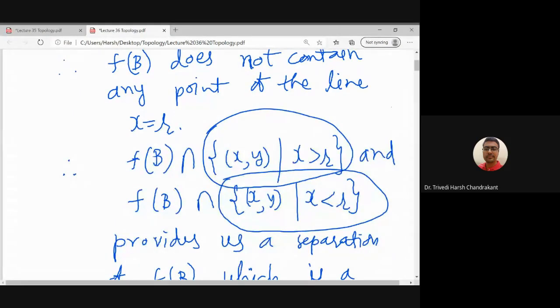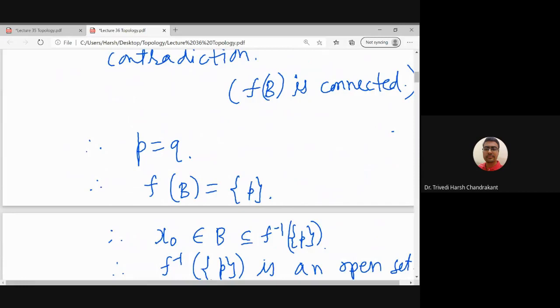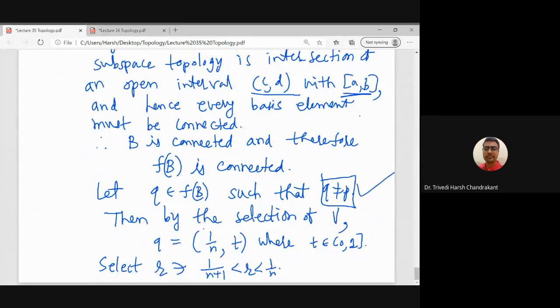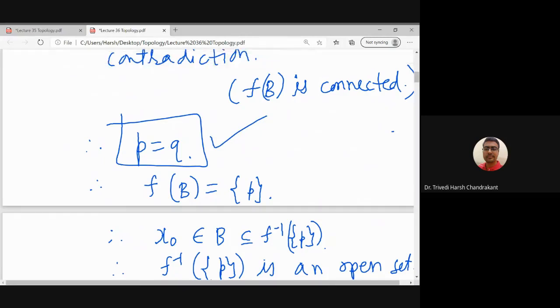So f of B is divided into two sides, and that will basically give a separation of f of B, which is a contradiction because f of B is connected since B is connected and f is continuous. So this contradiction is coming from our assumption that f of B contains a point q other than P, right? So that was our assumption that q is different from P, which is a contradiction. So therefore we get q is exactly P, and therefore f of B does not contain any point other than P. So f of B is the singleton P.